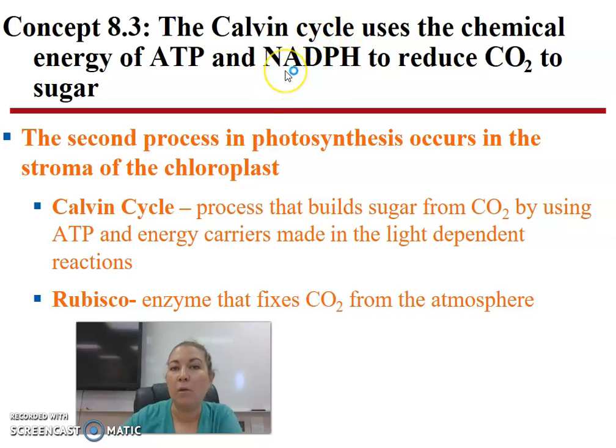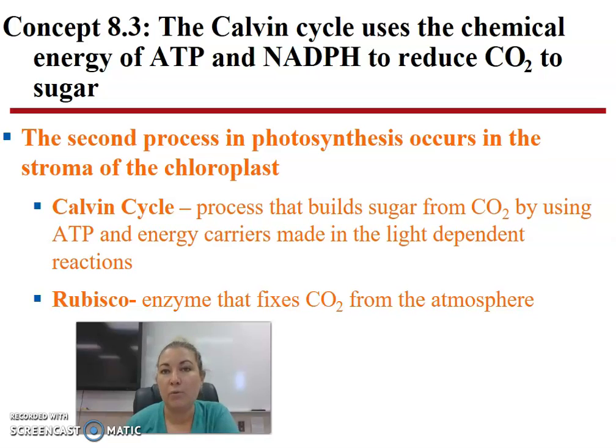Okay, so although these molecules are very, very similar and actually have a similar function in both of these processes, which is to carry electrons or to carry energy from one part to the other, it is important to remember that NAD and FAD work in cellular respiration and NADPH works in photosynthesis. Okay, so let's get to it.